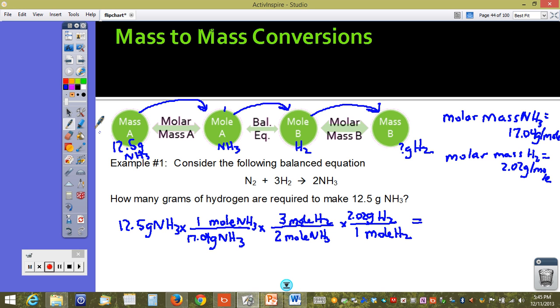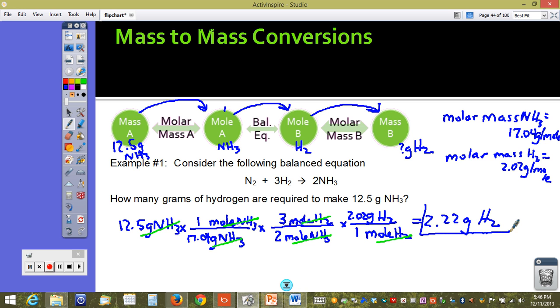Now, the grams of NH3 can cancel out because they're on the top and the bottom. The moles of the NH3 can cancel out, it's on the top and the bottom. Moles of H2 cancels out. Let's do the work, the math. We're going to do 12.5 times 3 times 2.02 divided by 17.04 divided by 2 divided by 1. And we get an answer of 2.22 grams of hydrogen.